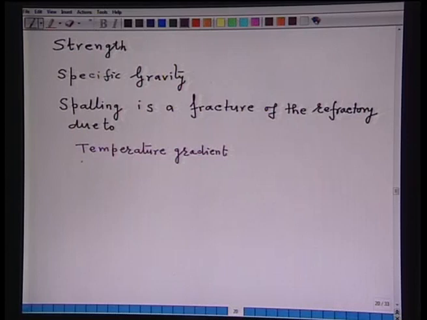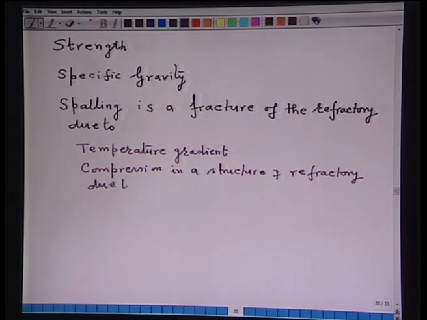Another factor that affects the spalling is compression in a structure of refractory due to expansion. Again, this will also induce stresses and hence the brick will spall.